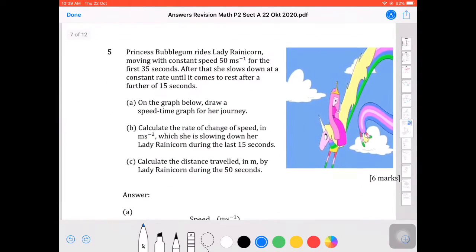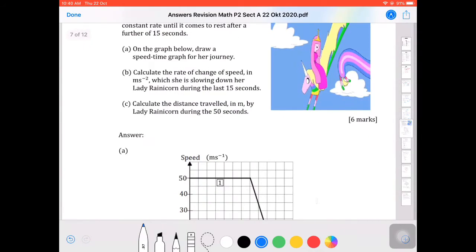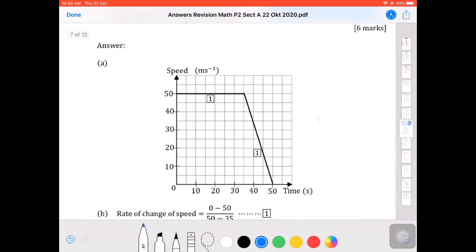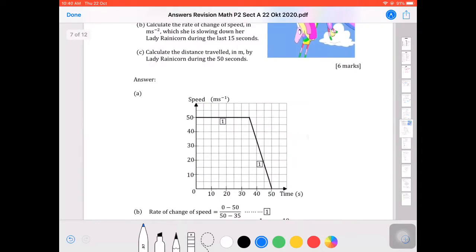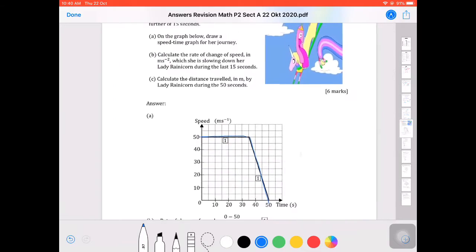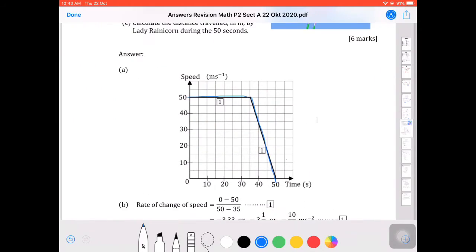Alright, question number 5. Princess Bubblegum rides Lady Rainicorn moving with constant speed 50 meters per second for the first 35 seconds. So it's already moving, so the graph will start from there, going straight until 35 seconds, and then after 35 seconds it's slowing down for 15 seconds. So you're going to put a straight line going down. That's how you draw the first part of the question.